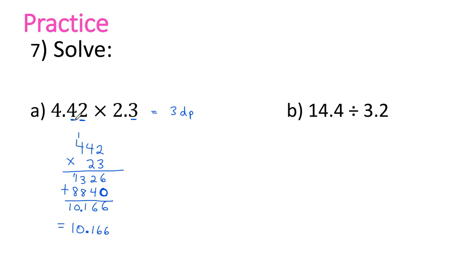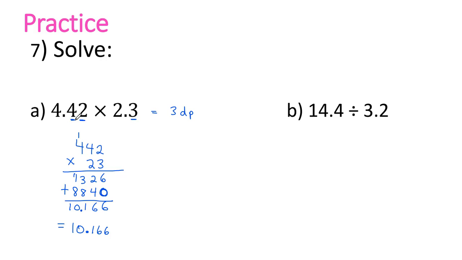Now if we had a sign here in front, for example, if we had a negative 4.42 times 2.3, our answer would be negative. If they were both negative, our answer would be back to positive. So when we're multiplying, same signs, positive, different signs, negative. And the same thing goes with division.